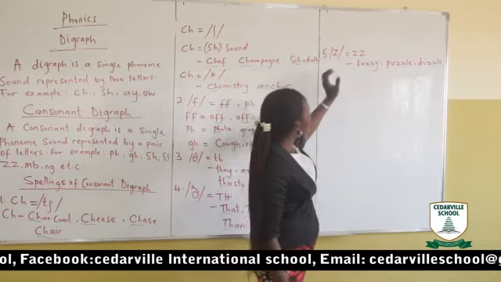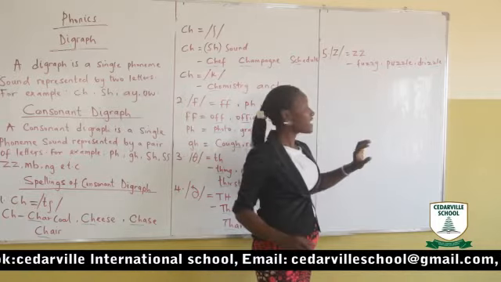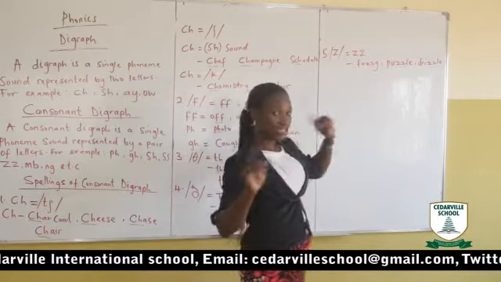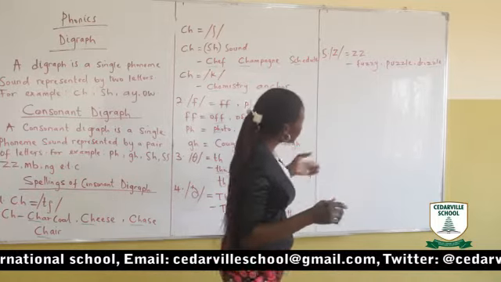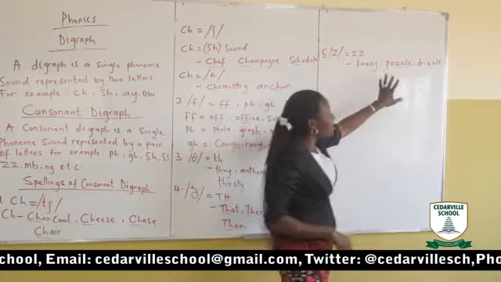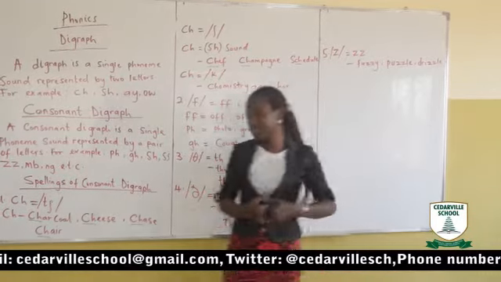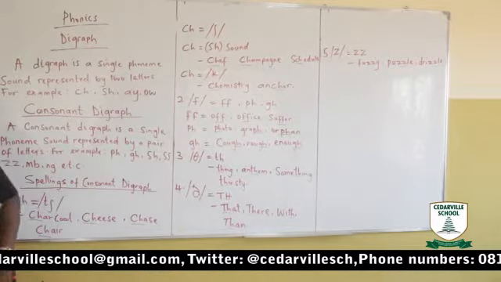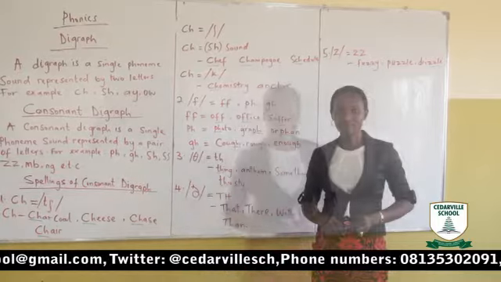We have the Z sound with the digraph ZZ, the double Z. For example, we have fuzzy, puzzle, and drizzle. Now we're playing. I would like to give us some exercise.